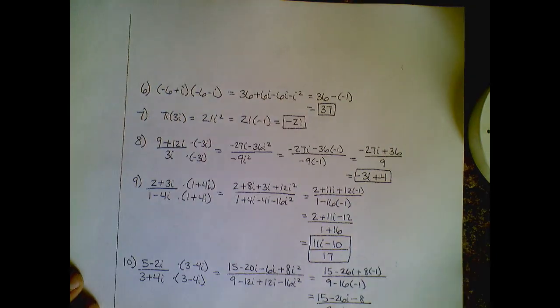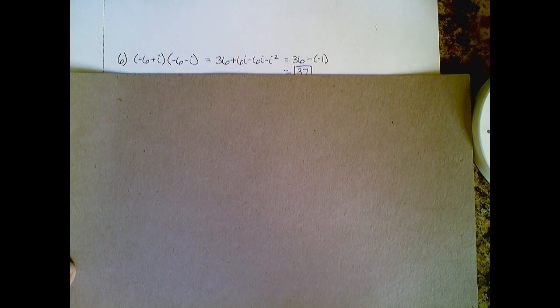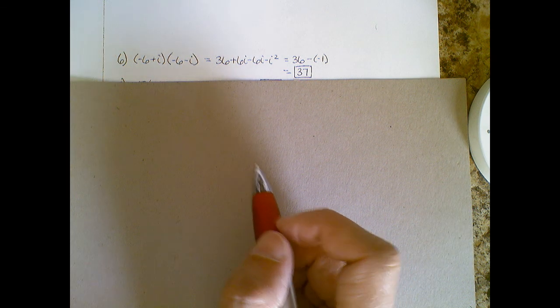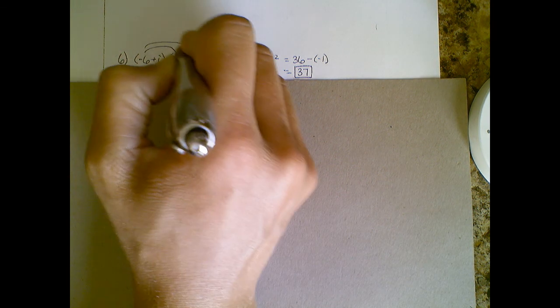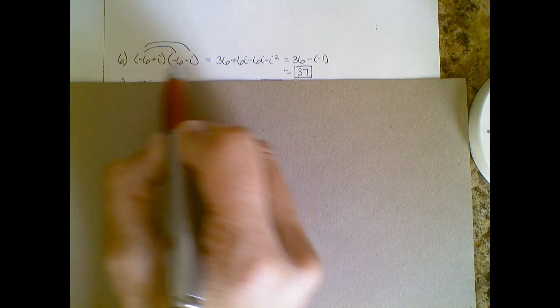Let's keep working on some examples. Getting more comfortable working with these imaginary numbers. So this next one, we're going to FOIL again. So we're going to distribute this negative 6. Negative 6 times negative 6 is 36.